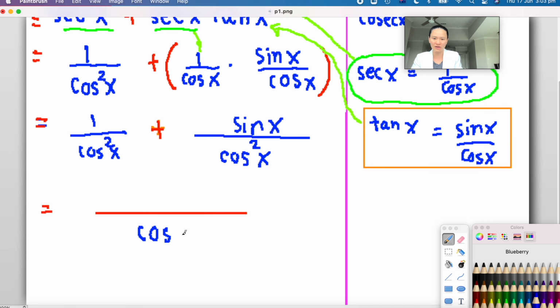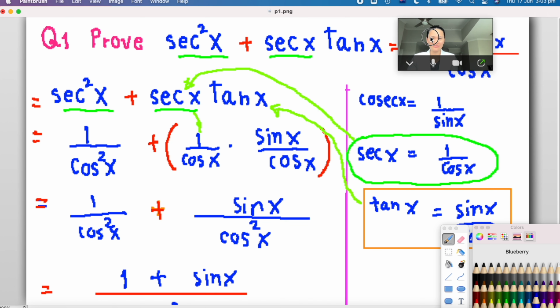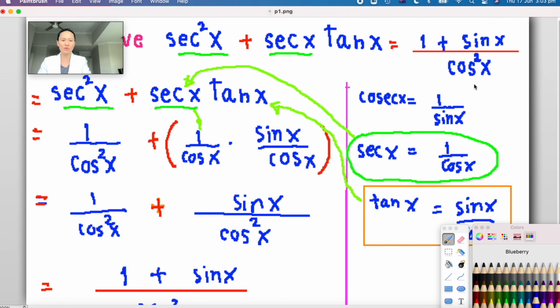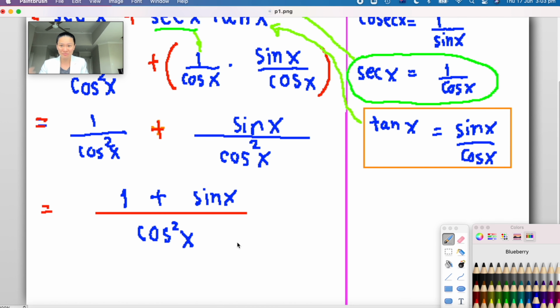It is cos x squared. And then I have 1 plus sine x. We're going to prove that it's equal. Let's see if it's equal or not. 1 plus sine x over cos x squared. Yes, it is.